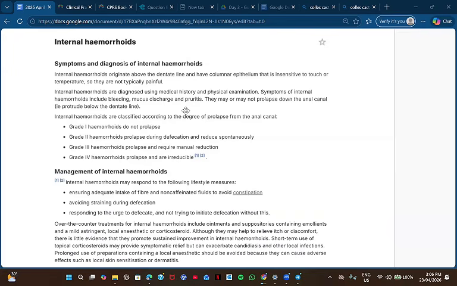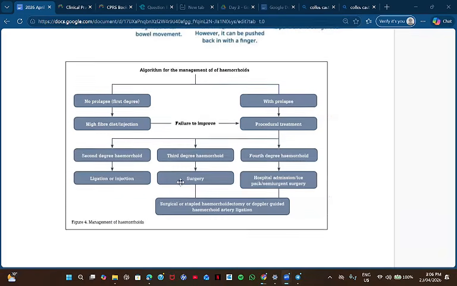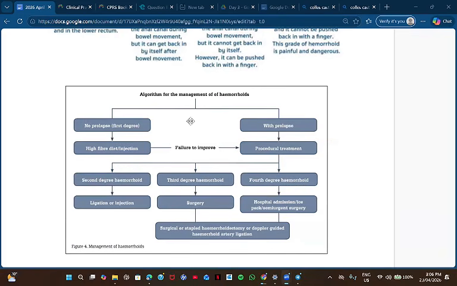Conservative management: lifestyle modification and dietary modification. If it is grade 2 hemorrhoids, what can we do? We can do rubber band ligation or injections. In sclerotherapy, we can use these injections and these ligations.